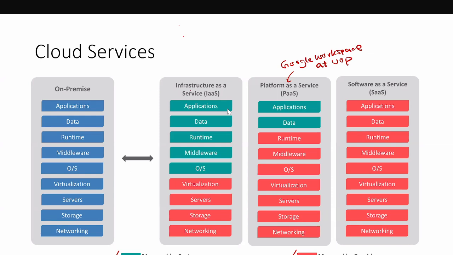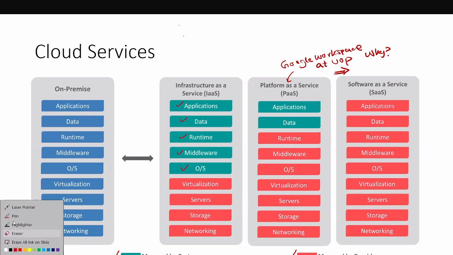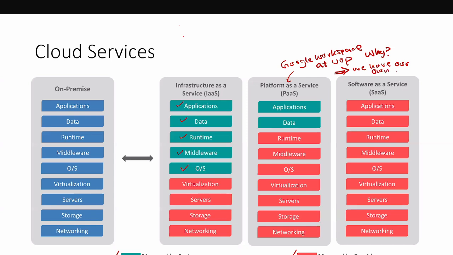The other one is infrastructure as a service, where we have to manage the applications, data, runtime, middleware, or even the operating system, right? We have to take care of the operating system also. That is, we are managing the infrastructure. In platform as a service, we are managing applications and data only. The reason that we are using only a platform as a service is because we have our own servers as well, right? We have our own servers also. And then software as a service is we just use their software.